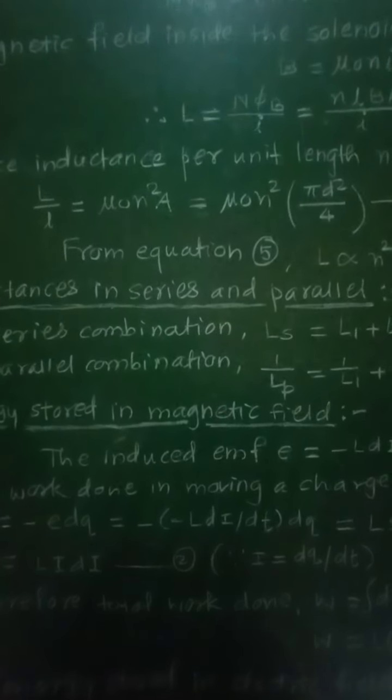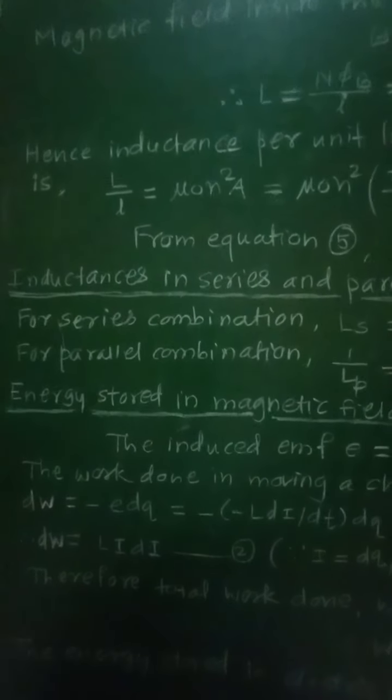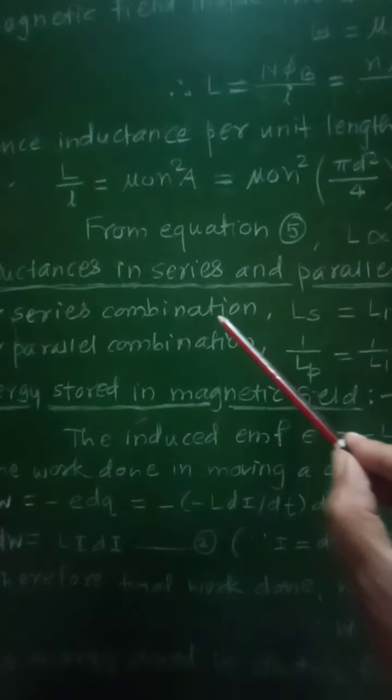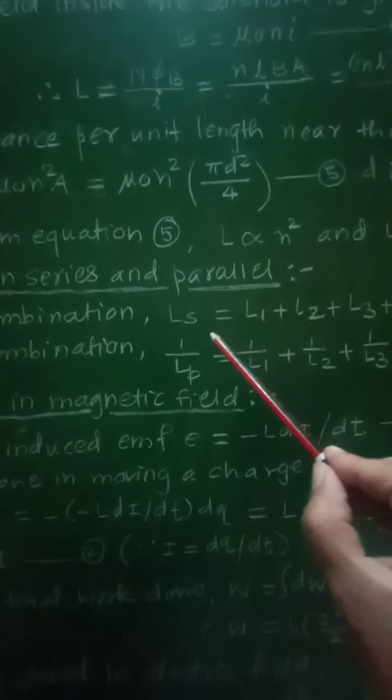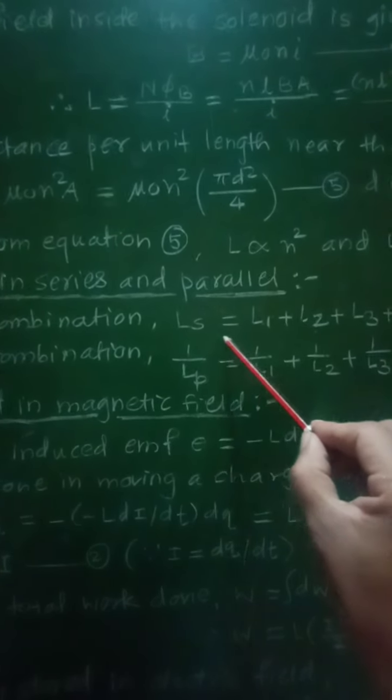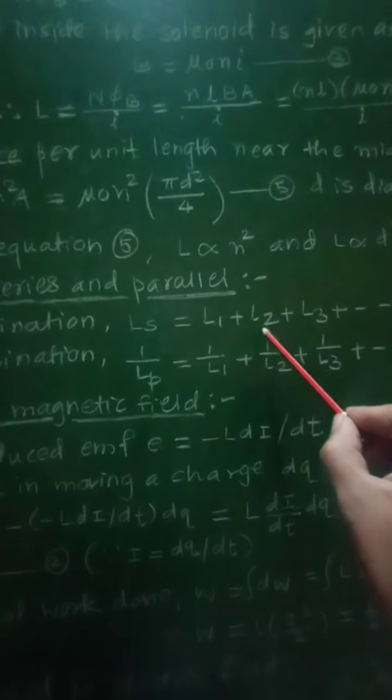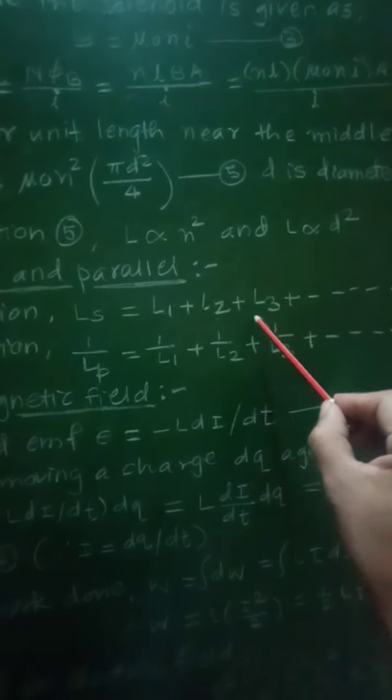If the inductances are connected one by one, then it will be a series combination, and if all the terminals of the inductances are connected between two common points, then it will give rise to a parallel combination. Therefore, for a series combination of the inductances we can write LS, that is the effective or resultant inductance, equal to the sum of all the individual inductances, that is L1 plus L2 plus L3 and so on. This is similar to resistances in series.